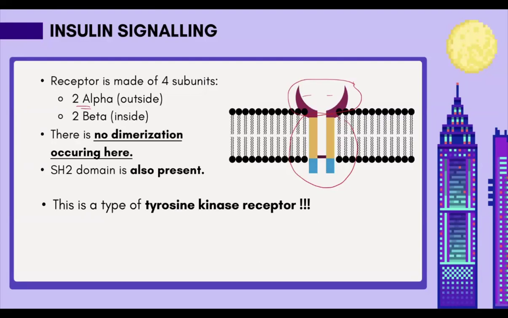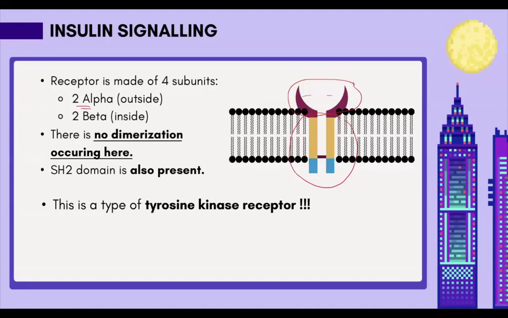It also has an SH2 domain present on itself, so it doesn't need an adapter protein anywhere near. And what you need to know about insulin signaling is that this is a tyrosine kinase receptor, so it does have inherent tyrosine kinase ability.